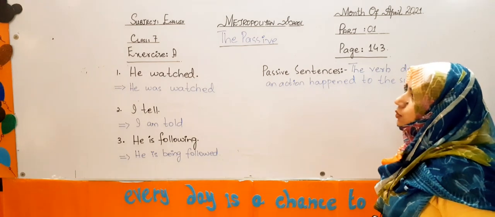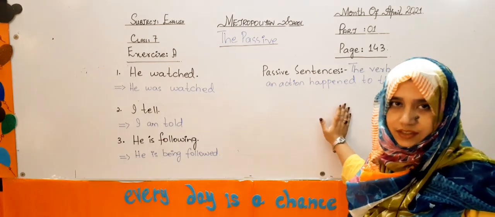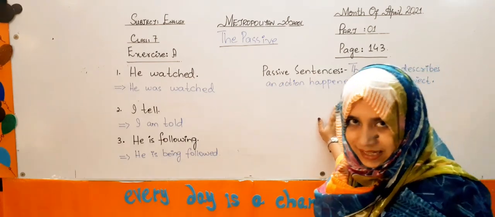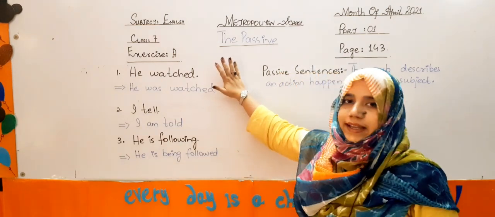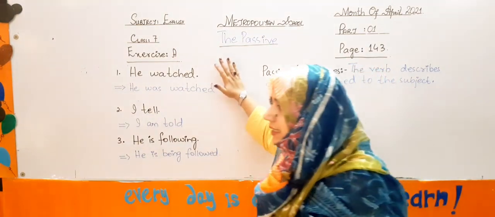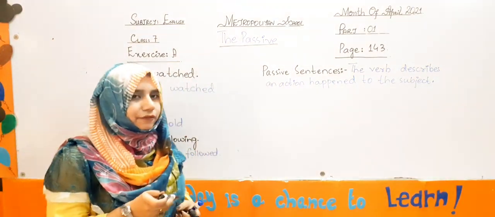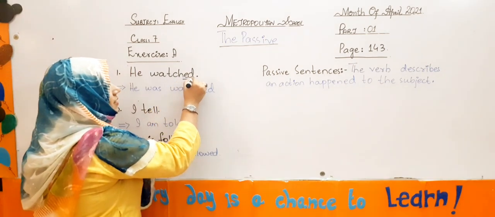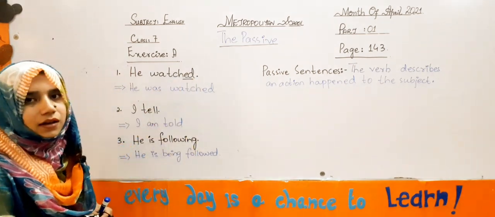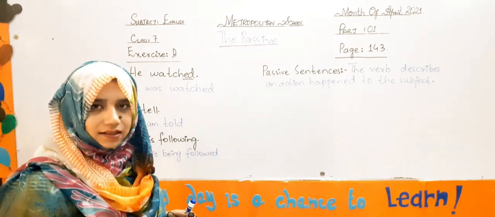So now let's move towards the exercise which is on page number 143, that is exercise A, and now we are going to start it. The sentence is: he watched. What is the sentence? He watched. First, what you will have to do, you will have to know which tense this is. So the tense is the past simple tense. Which tense is this? The past simple tense, right?